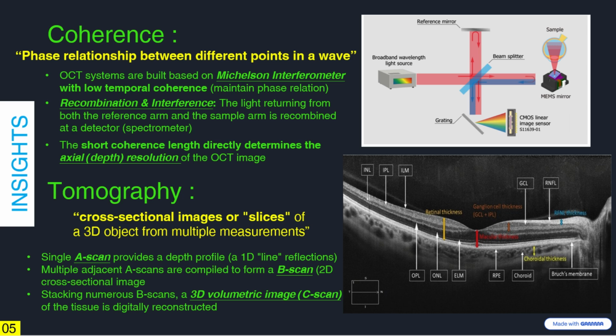First, we have an A scan, a single scan that provides a depth profile or 1D line reflection. Then multiple A scans can be compiled to form a B scan, or two-dimensional cross-sectional image. In this feature, we can see the eye layers, like the retinal thickness and the choroidal thickness, and so on. By stacking numerous B scans, we can also make a 3D volumetric image named the C scan.